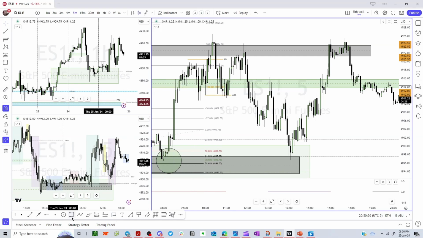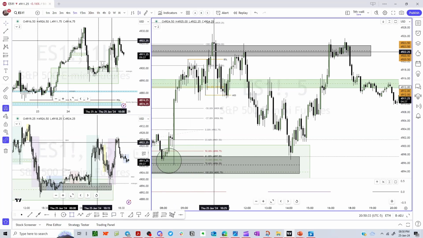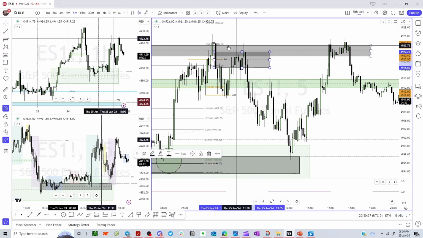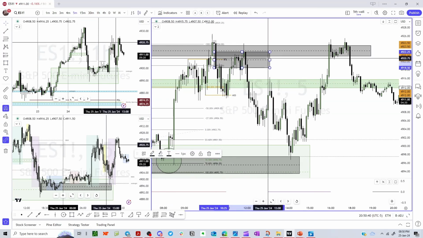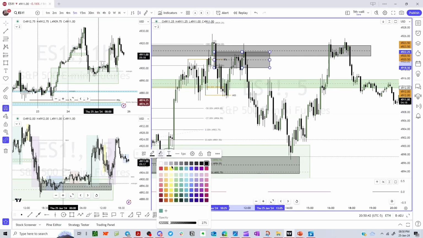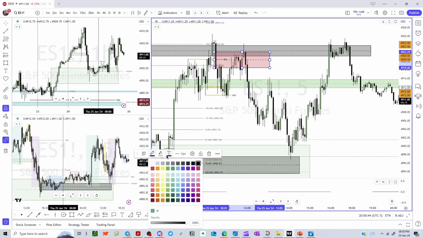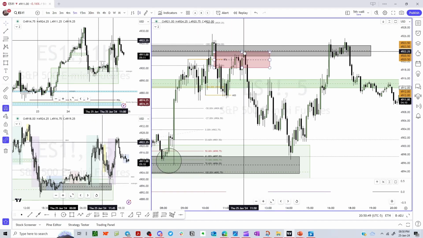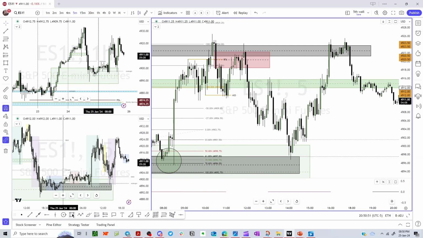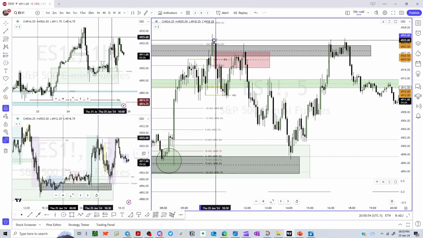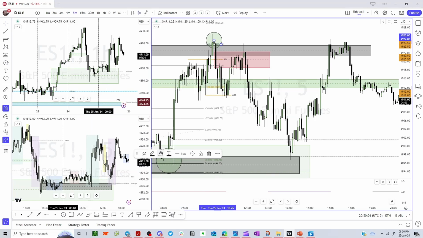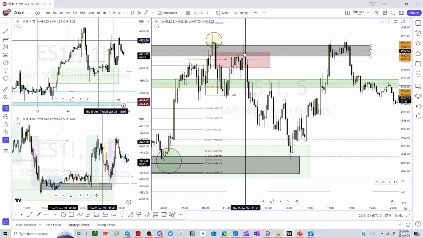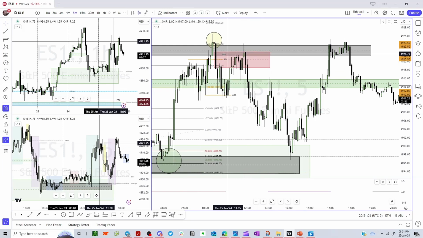That's pretty much nested inside of this inverted fair value gap from yesterday. So let's change this color so we can. Right, so we have that entry. Our stop will go, in any case, it will go up here. Stop loss up here, and our entry would be inside of this fair value gap.